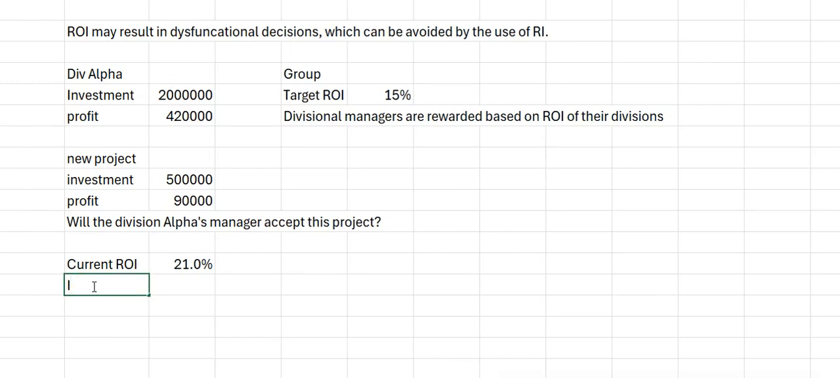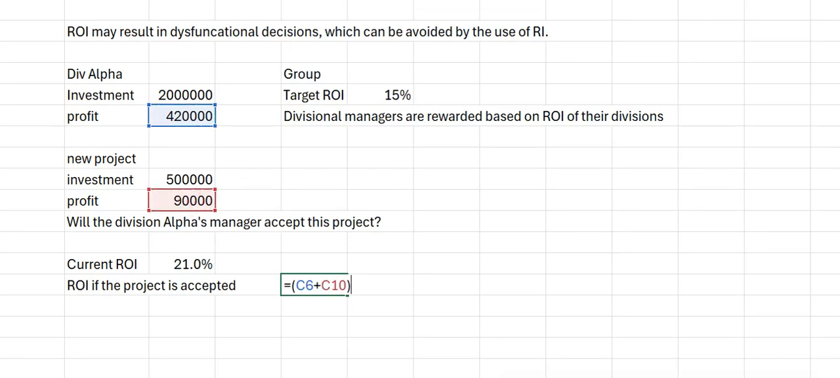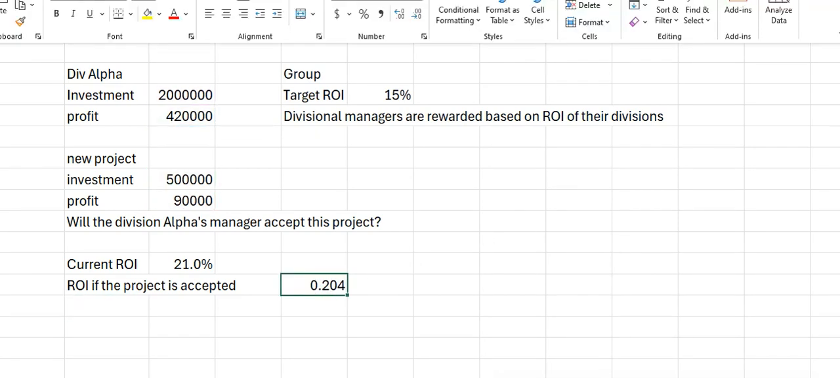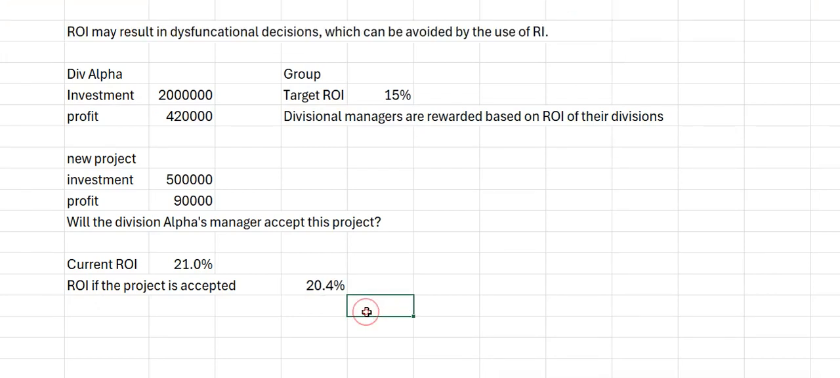After the project, if the project is accepted, how much will be their profit? Already they have this much profit. The project will add this much of profit. This is going to be the total profit divided by total investment. This is the investment they have now, plus the investment in the new project, altogether the new investment. Get it as a percentage ROI. 20.4%. Now you can see if he doesn't accept the project, he will have an ROI of 21%. If he accepts the project, it is going to be 20.4%.